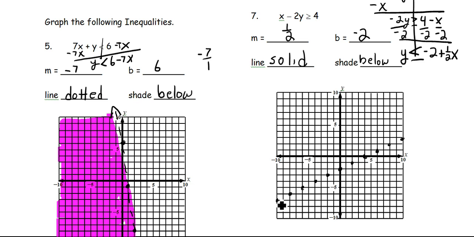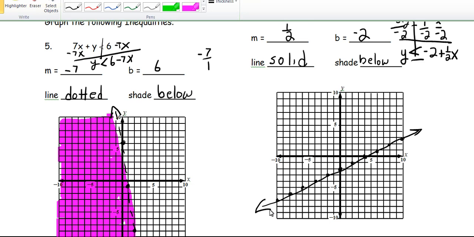So we have a solid line because we had that or equals to. So I'm drawing my solid line. That means that any of the points that I put on there or any part of that line will work. It is shaded below. So let me get out my below color, which I'm doing red.